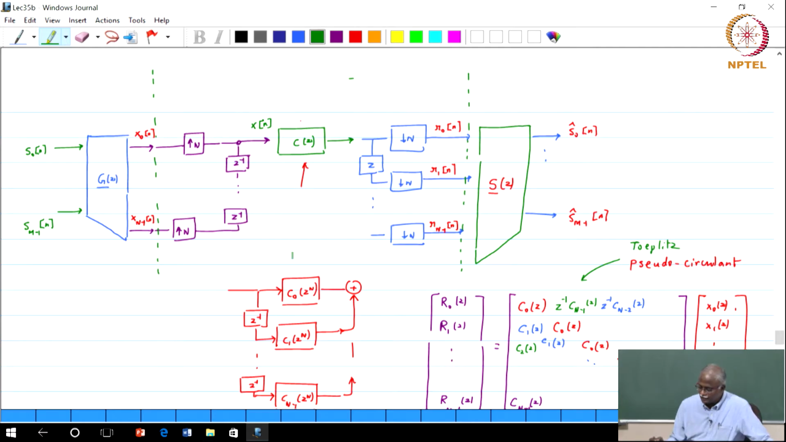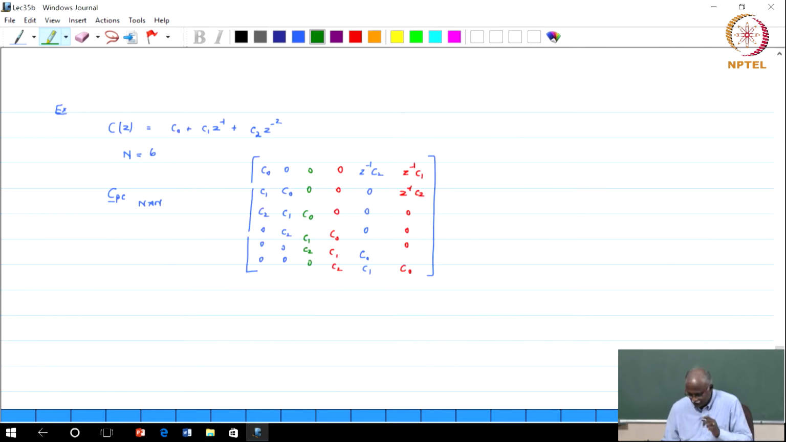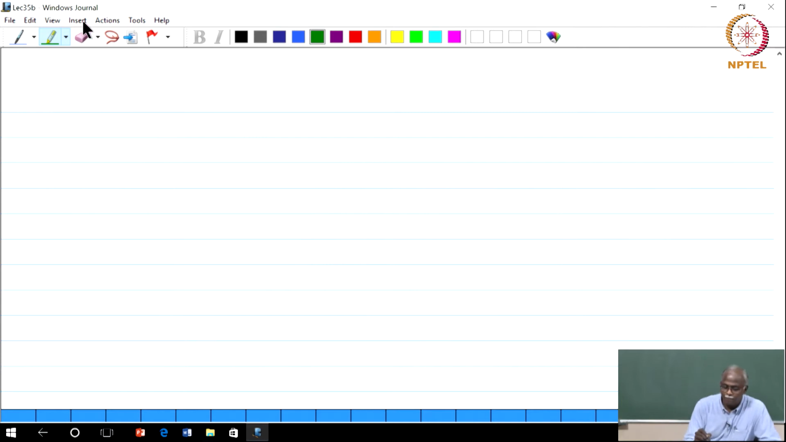So, the familiarity of the pseudo circulant and its interpretation are very important for us. And what does this z inverse C0 actually mean? You have to be very careful in understanding and interpreting that. So, that is the first task for today.